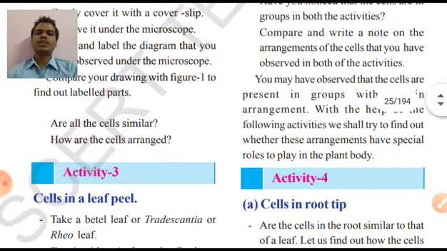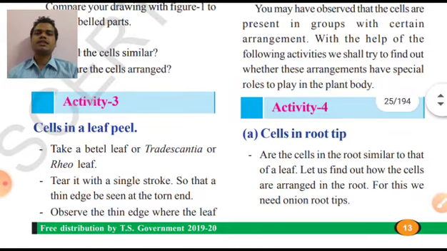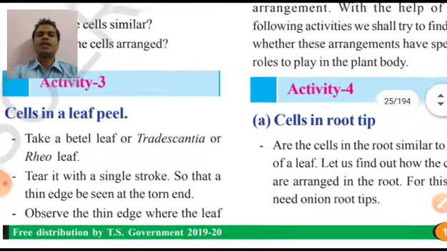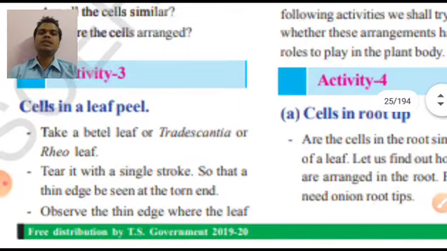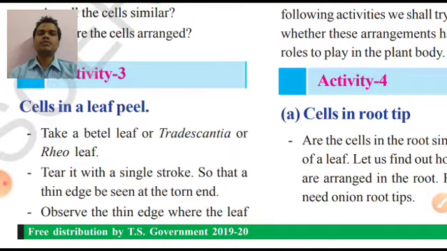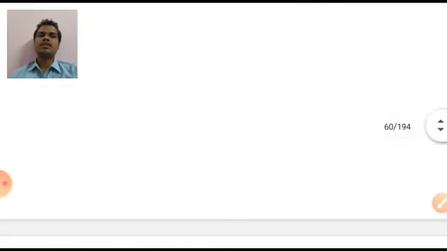Now let us do activity 3, cells in a leaf peel. Now take a beetle leaf. You know, beetle leaf is nothing but Tamalapaku in our Telangana local language, or Tradescantia or Rhoeo leaf. Tradescantia is nothing but chamanti, or any other leaf. Now tear it with a single stroke so that the edges are torn at the end, and observe the thin edge of the leaf.